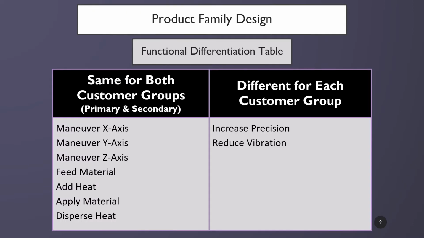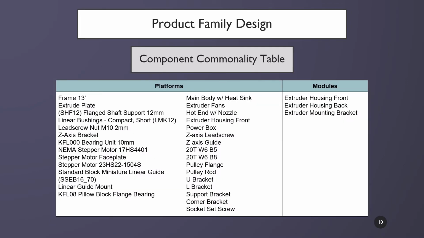As we explore the product family design, we utilized the functional differentiation table to show the functions shared between the primary and secondary variants shown on the left, and the functions that differ, which include increased precision and reduced vibration shown on the right. By evaluating the function component mapping matrix and the functional differentiation table, we found that the modules would be the extruder housing front, extruder housing back, and the extruder mounting bracket.